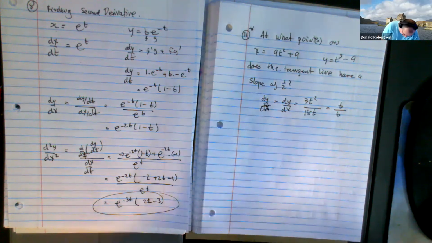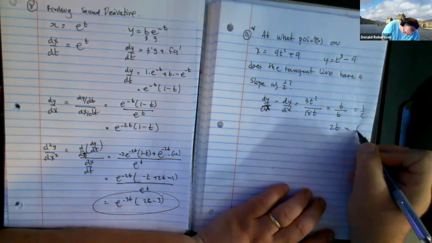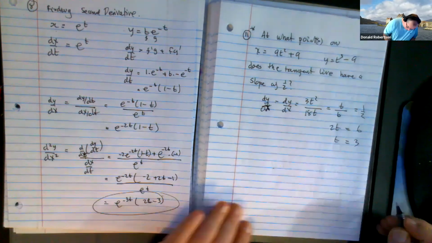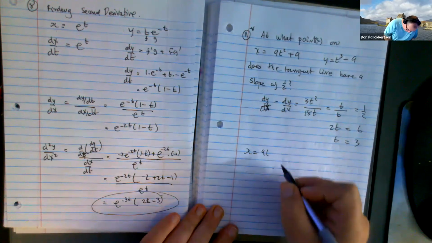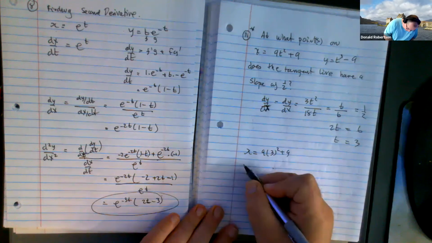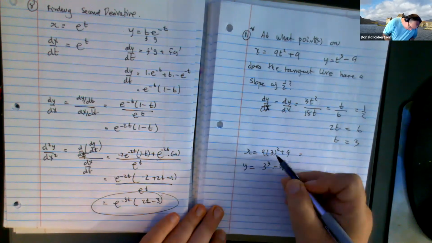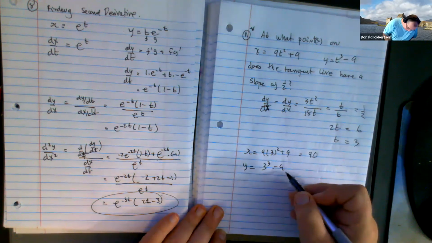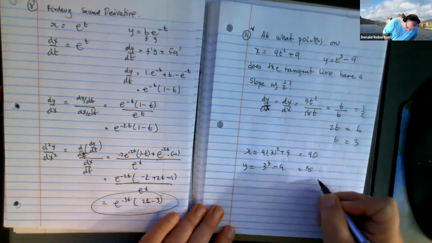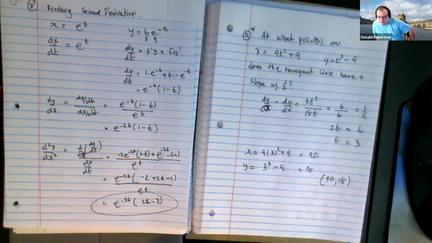Okay, then I want that to equal a half. So that's when 2t equals 6, that's when t equals 3. So there's only one solution, and the coordinates of that are when t is 3. And what's that? 81 add 9 is 90. 27 take away 9 is 18. So the only point on that curve that has a slope of a half is at the point 90, 18.